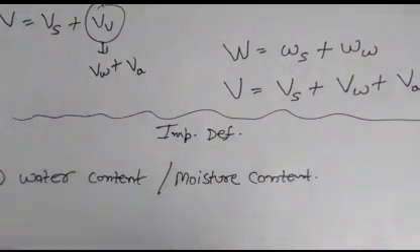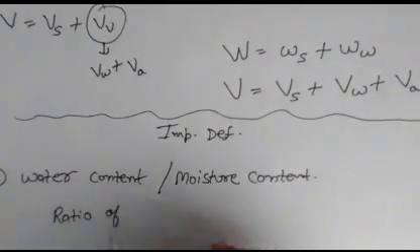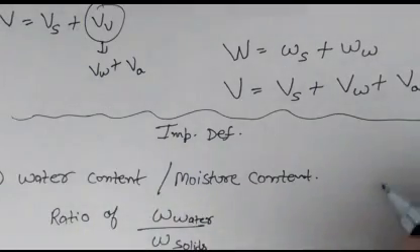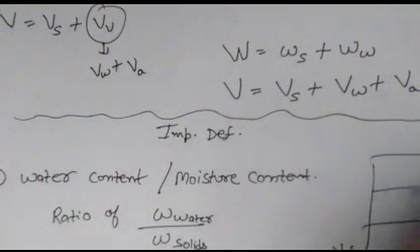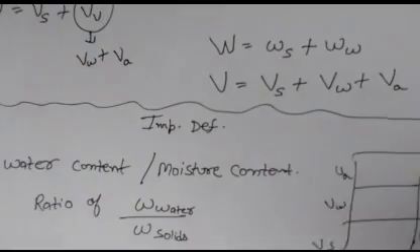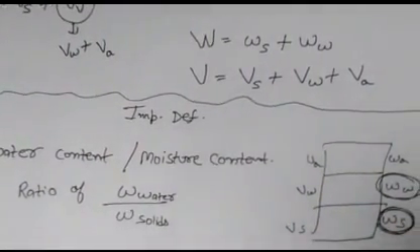It is simply a ratio: the ratio of weight of water in the soil to weight of solids in the soil. We made this diagram, where we have weight of solids, volume of solids, volume of water, weight of water, volume of air, weight of air. Now I'm talking about the ratio of weight of water by weight of solids.